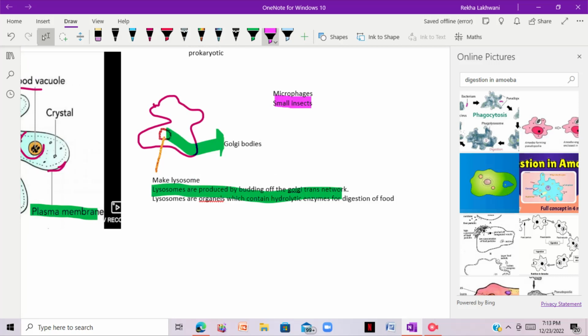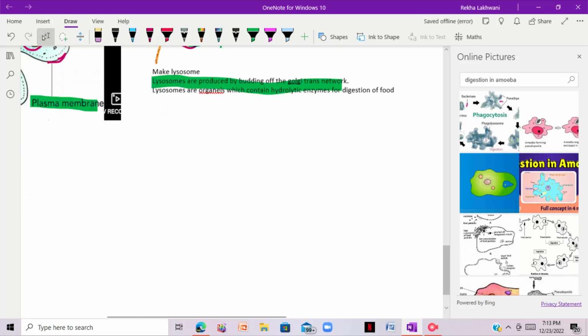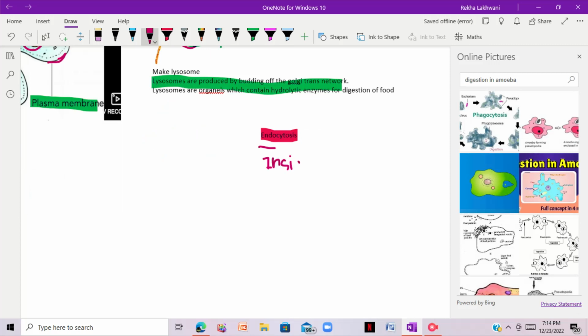In phagocytosis, it engulfs small particles. But in pinocytosis, meaning to drink something, it will engulf liquid, and by the help of liquid it gets its nutrition. So here in amoeba, phagocytosis occurs.